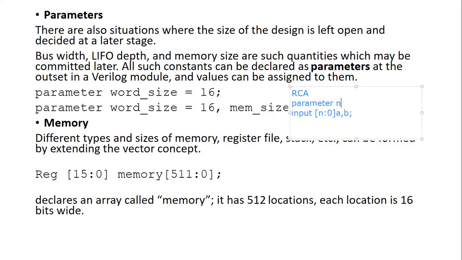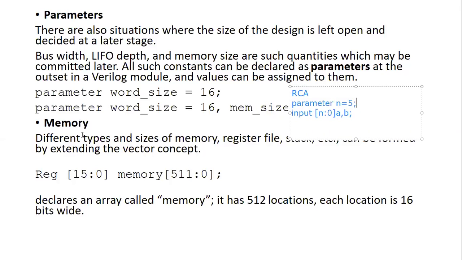Now if it is a 4-bit ripple carry adder, I can use 3. If it is a 6-bit ripple carry adder, I can use 5. Automatically this will get updated. So that is where you're going to use parameter.